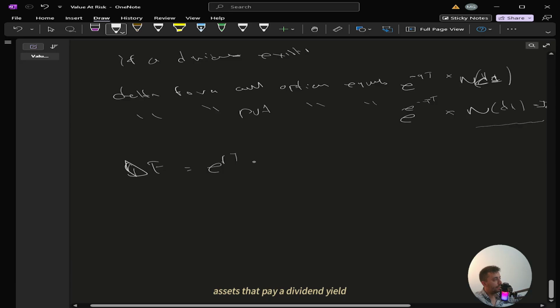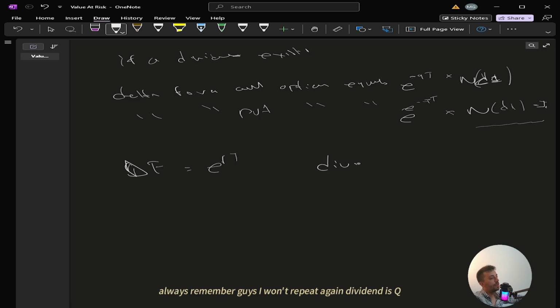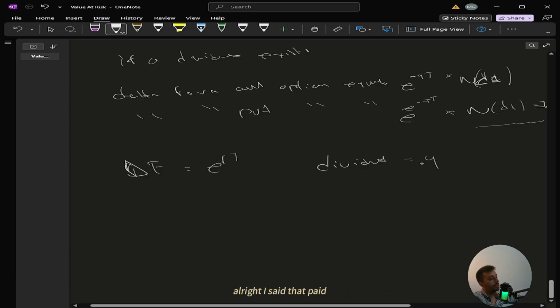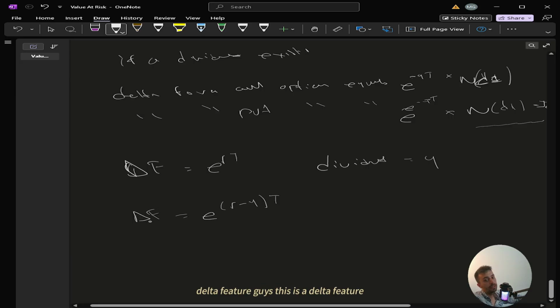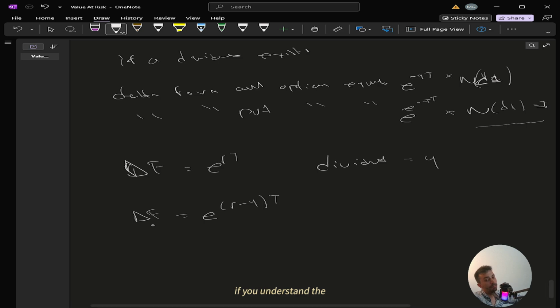Assets that pay a dividend yield Q will generate a delta equal to e to the power of (r minus Q)T. Always remember, guys, I won't repeat again, dividend is Q. All right, this is the delta of a future. If you understand the basic logic, you'll understand everything, guys.